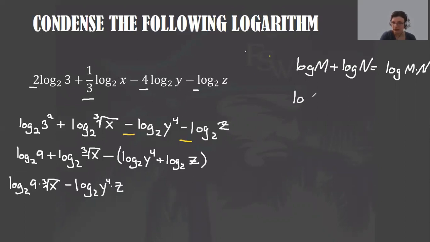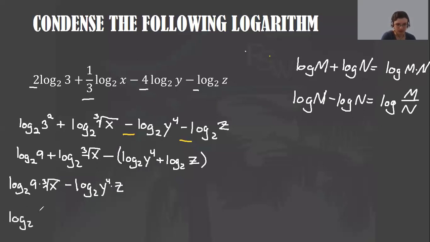So now my final step is to look at whenever you're subtracting logs, this is the same as dividing them as one term. So I'll be doing that here. We'll have my first term as the numerator, and since we're subtracting the second term, that's your denominator. So our final solution is log base 2, and then your numerator is 9 times the cube root of x, all divided by y to the 4th times z. So that is a fully condensed logarithm.